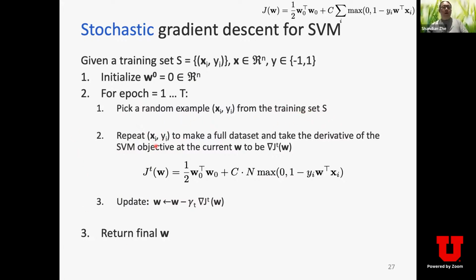Then we finish one epoch. Then we go to the next epoch. We do it again until we finish all the epochs. That's the stochastic gradient descent framework, right? So in the last lecture, we also explained why we should do this, right? Why this is a stochastic gradient, right?